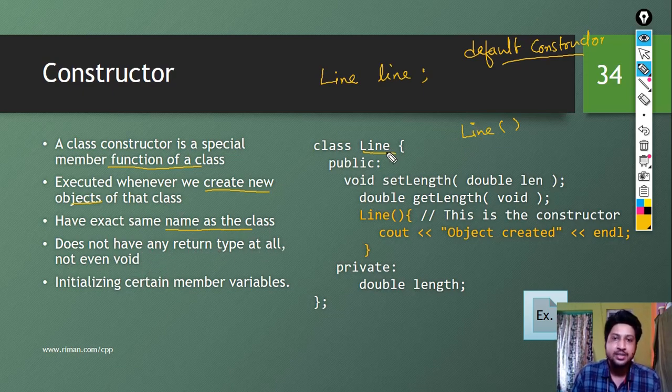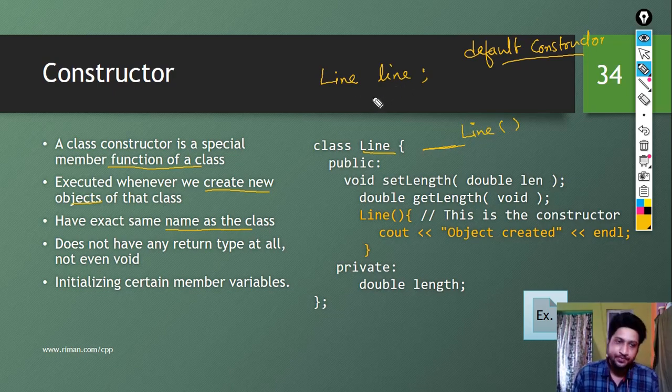That means this particular line, or this particular constructor, will not have a return type. We cannot mention any return type in this scenario. So it is a member function, but the exceptions are that the name should be the class name itself, and there is no return type. That means we cannot even write void. It doesn't return anything.